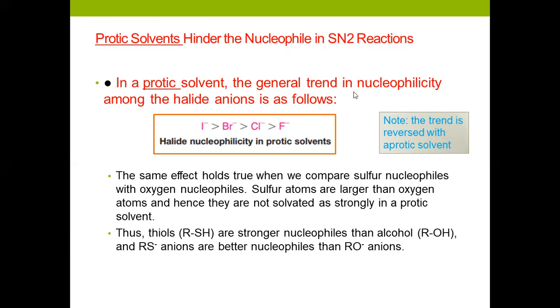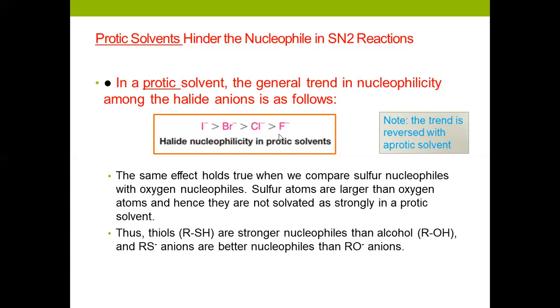trend in nucleophilicity among the halide ions is as follows. So it is reversed when we are dealing with protic solvents. The more nucleophilic is the iodide, the larger one, and the least nucleophilic is the fluoride, the small one. Why? Because you have to remember that the smaller it is, it can readily form hydrogen bond interactions.